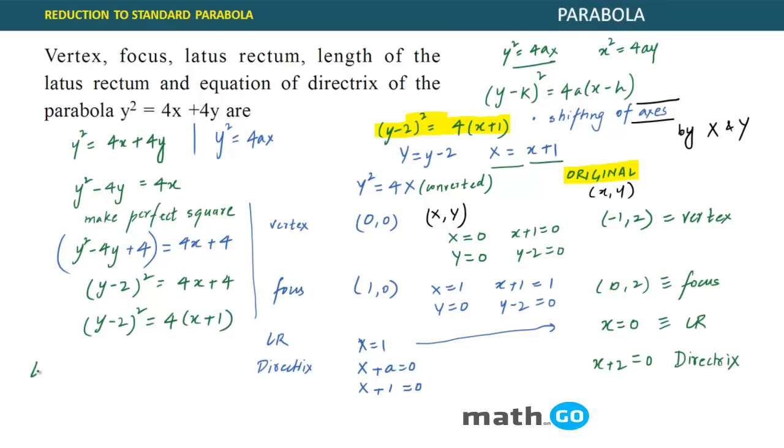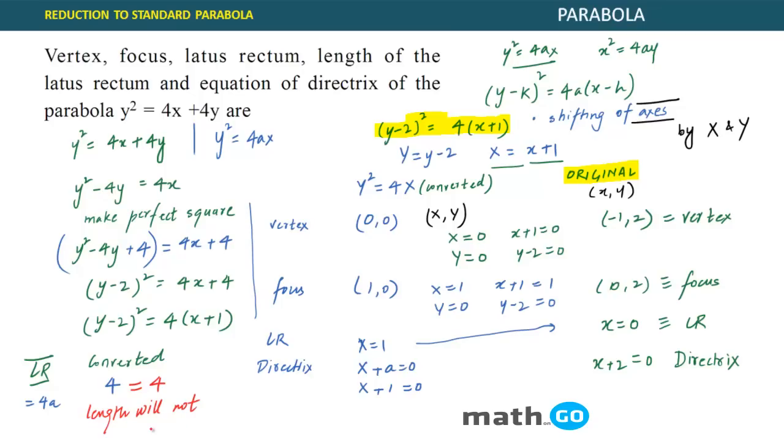And if we talk about the length of the latus rectum, what will be the length of LR for the converted case? 4a. The length of the latus rectum is 4a. So this is 4. But if you convert, that means you are shifting. So length will not change, only the coordinates change. Very important. Let me highlight this. So length will never change. It will be equal to 4 only.